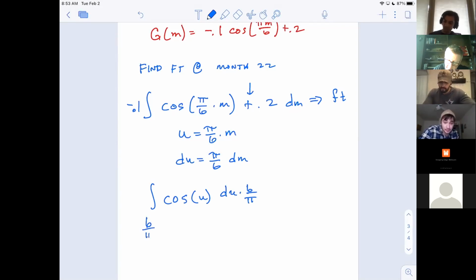So 6 over pi could be sitting out front. So all I really have is just the cosine of u du. Okay, that's easy. That's the sine of u because the derivative of sine is cosine. And the 6 over pi just comes along for the ride.